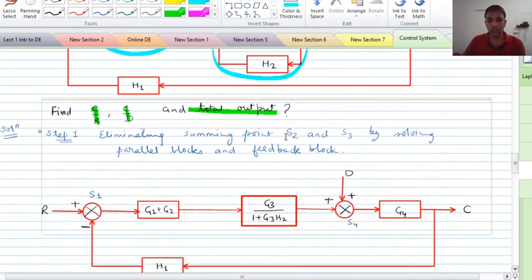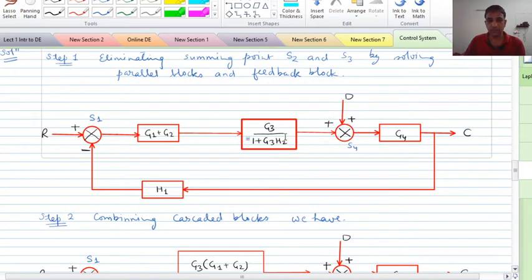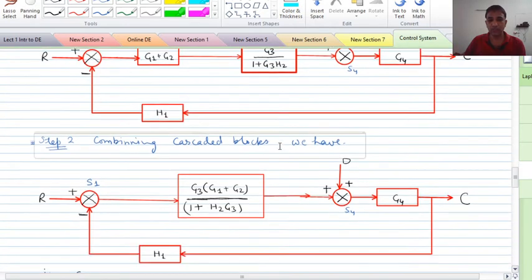So it looks like this, and after that these two blocks will come in cascaded, that is also known as series connection. Okay. So we can easily eliminate these two blocks by multiplying G1 plus G2, multiplied by G3 divided by 1 plus G3H2. Okay. So it will look like this.